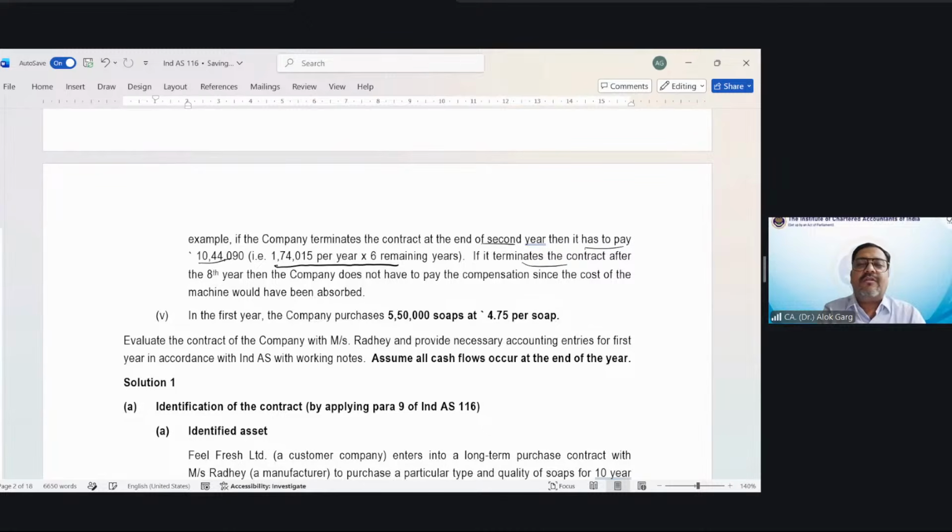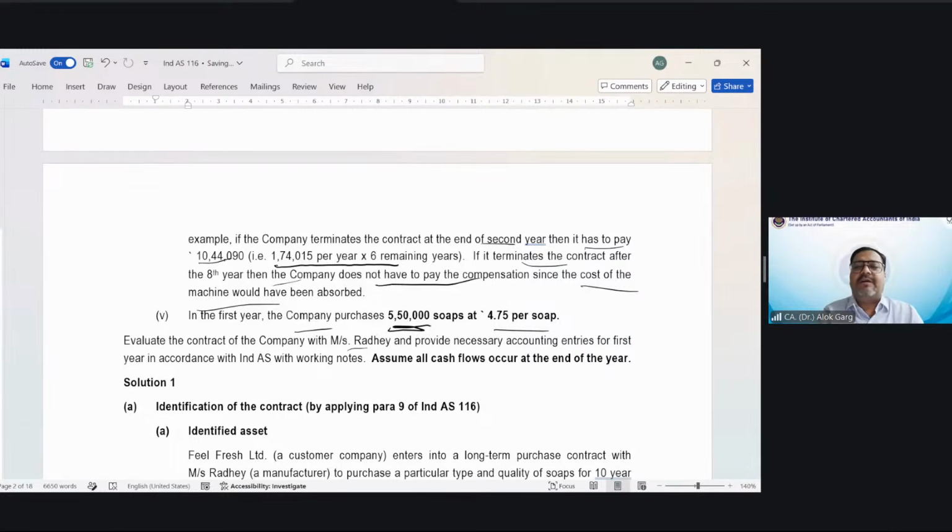If it terminates the contract after the 8th year, then the company does not have to pay the compensation since the cost of the machine would have been absorbed. In the first year, the company purchases 5,50,000 shops at 4.75 paisa per shop. Doesn't matter. Even though it is 5,50,000 shops, the company has to pay the in-substance fixed payment for 7 lakh shops, which is 1,74,015.